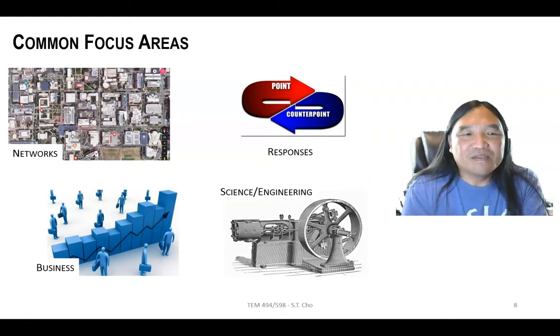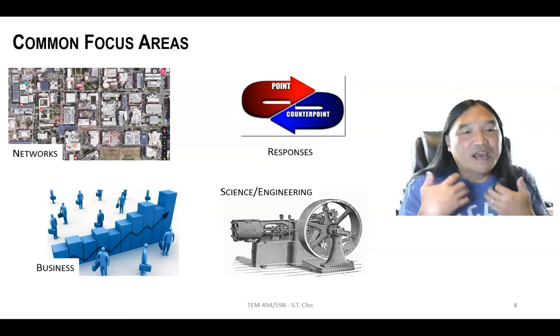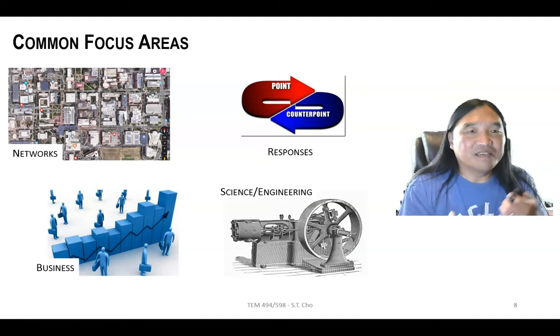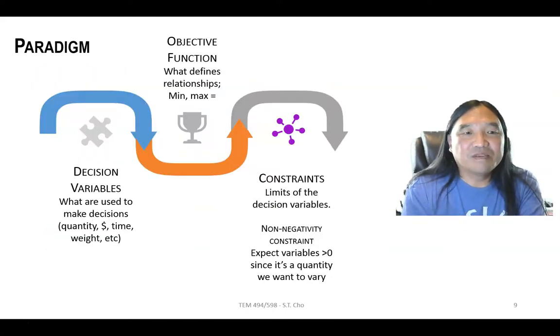Common focus areas in operations research are networks, meaning how different entities are all connected, and how people respond in business, science, and engineering. These are the areas that use data the most.